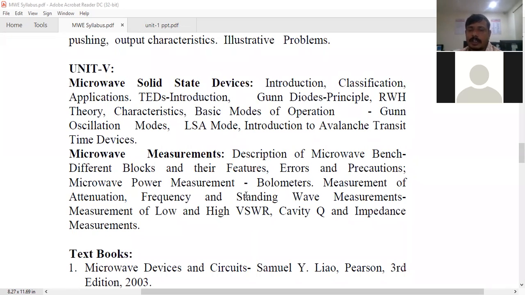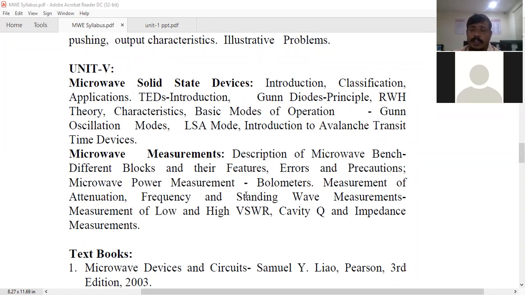The reflex klystron is the source; a reflex klystron or a Gunn diode, anyone you can use. After that the isolator is very important, to protect the source from the reflections coming from the load. After the source we have the attenuator to maintain the signal level. Whatever signal level you want, you can adjust using the attenuator, which is a variable type attenuator.